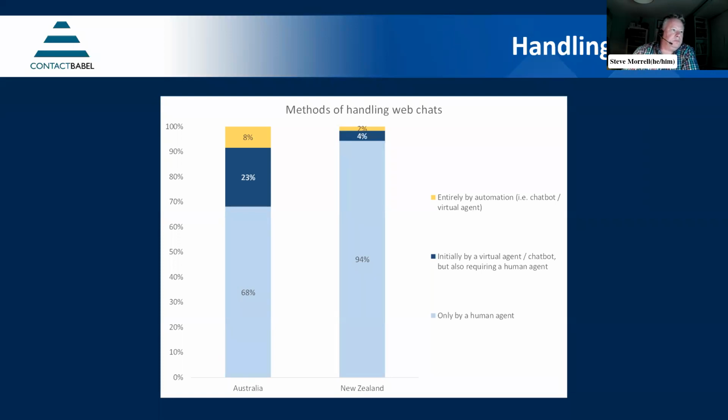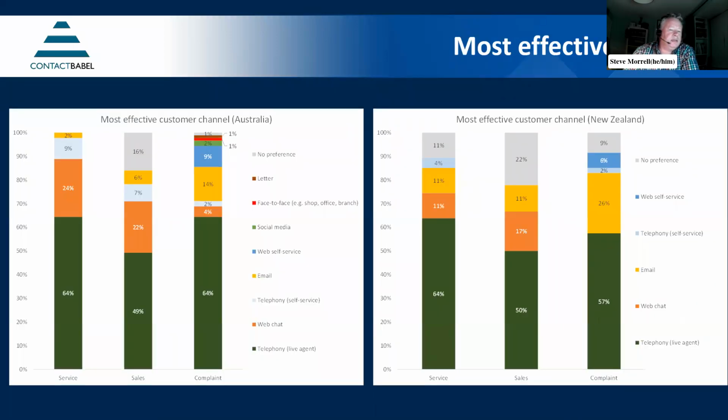So before we start looking at the use of channels and which ones customers prefer to use, these charts show our survey respondents' opinions on what they believe will be the most effective for their customers to use, depending on what they're trying to do. So whether it's a service request, sales inquiry, or a complaint. They're quite colourful here, so there's lots of options. So I'll just take my time and talk you through them.